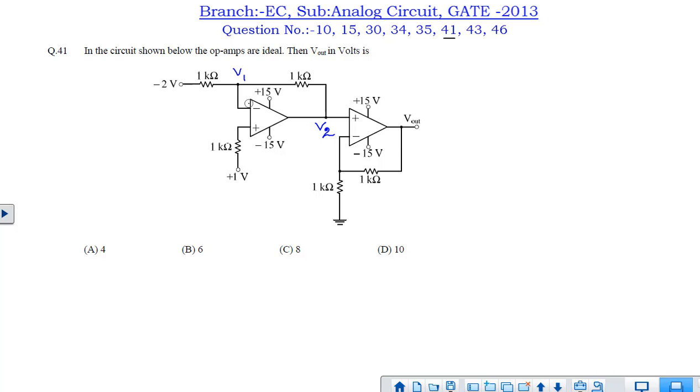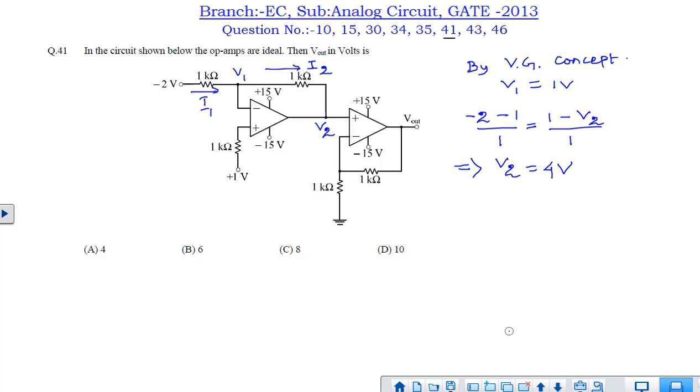So V1 voltage will become 1 volt, because of the virtual ground concept. Now if I1 current is flowing through this branch and I2 current is flowing through this branch, then we can apply KCL at this node, that is I1 equal to I2, that is (2 - V1)/1 kilo ohm equal to (V1 - V2)/1 kilo ohm, where V1 is nothing but 1 volt. So by solving this, we can get the V2 voltage as 4 volt.